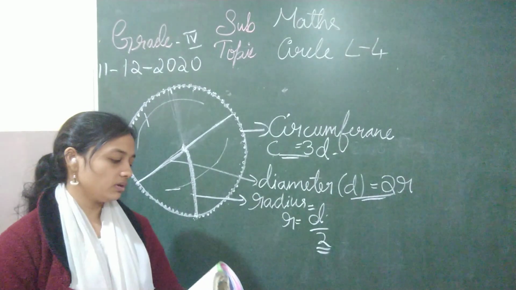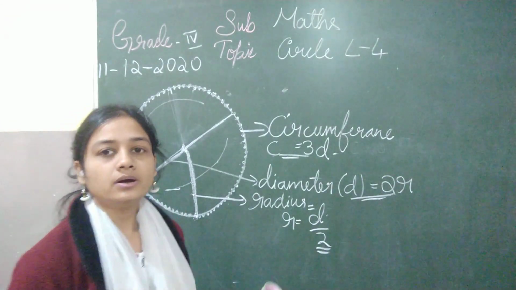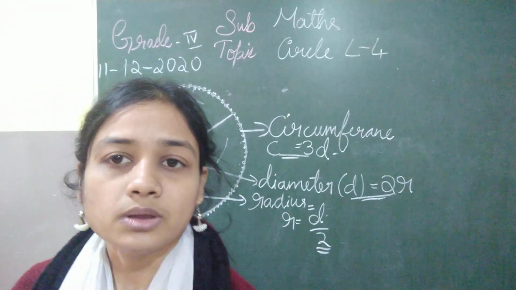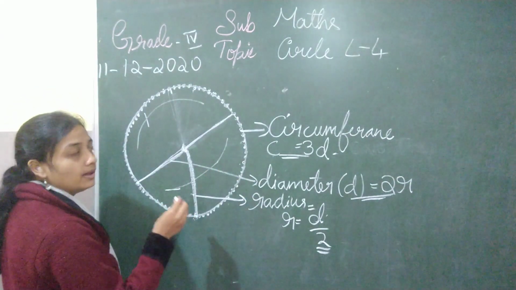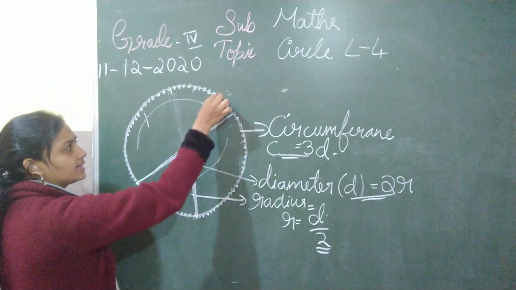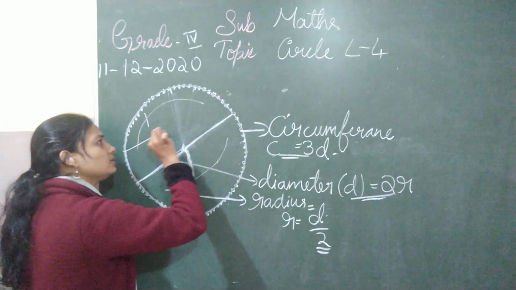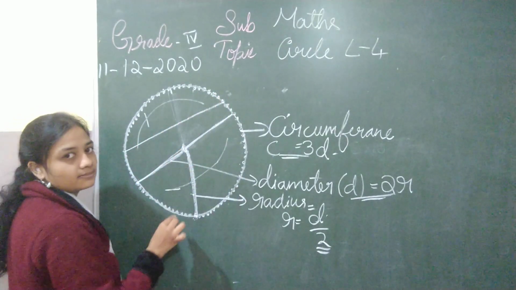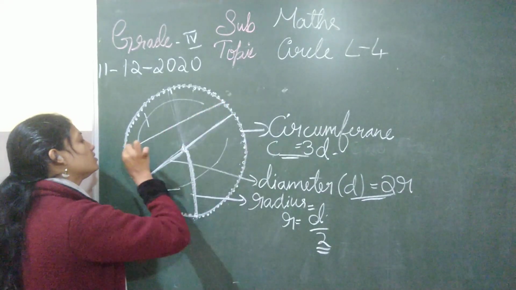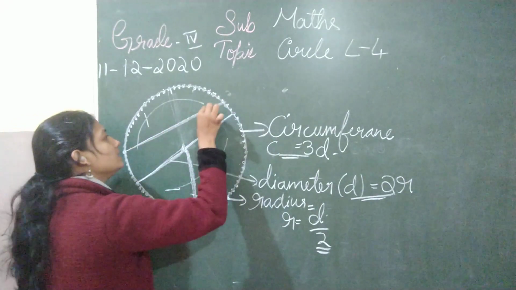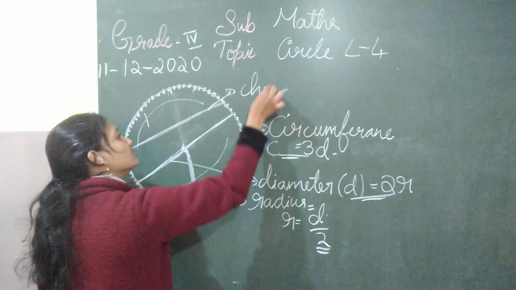And next you have to learn about the chord. A chord is also a line drawn on the circle. It touches 2 points on a circle, but it doesn't pass through the center. It will not pass through the center, but it touches 2 points on the circle. That is called a chord.